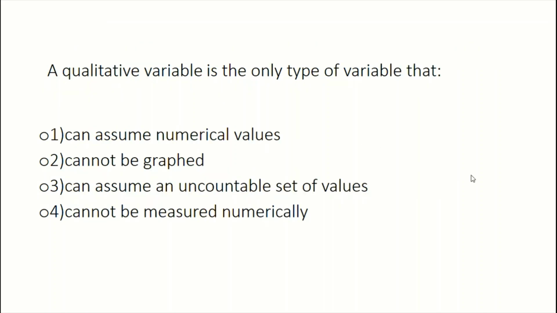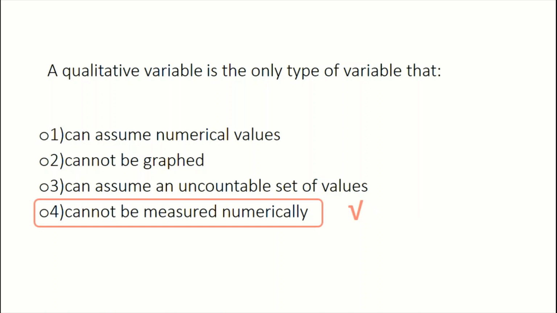A qualitative variable is the only type of variable that 1. Can assume numerical values. 2. Cannot be graphed. 3. Can assume an uncountable set of values. 4. Cannot be measured numerically. A qualitative variable is the only type of variable that cannot be measured numerically.